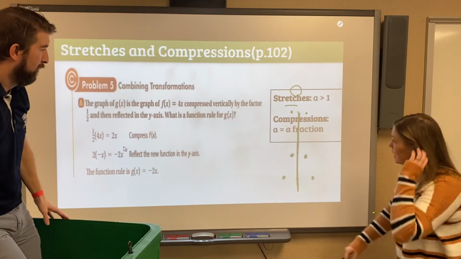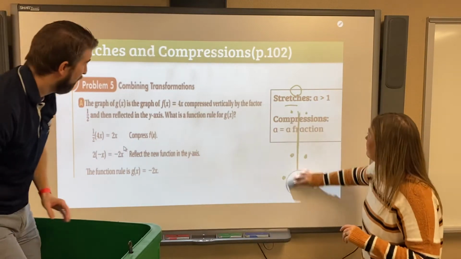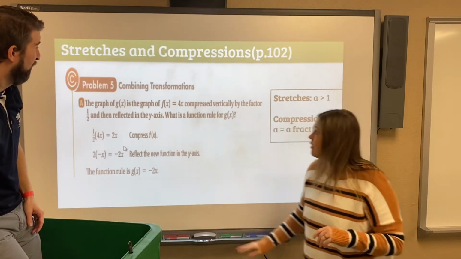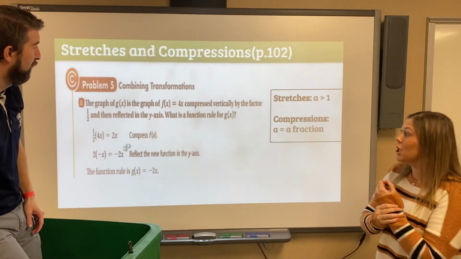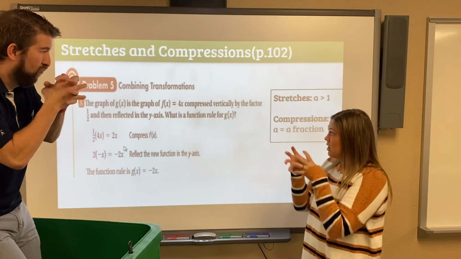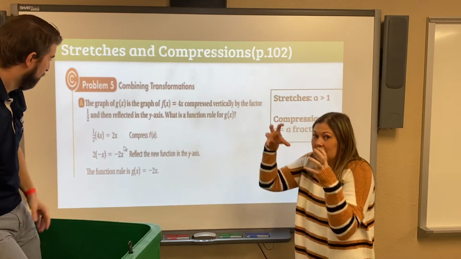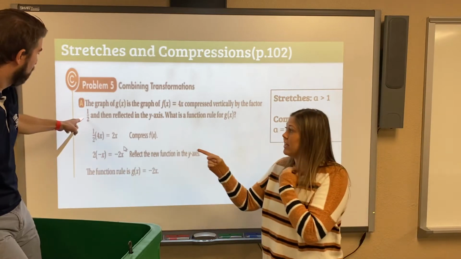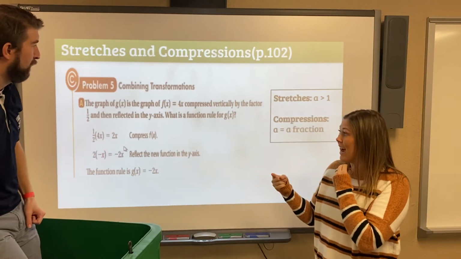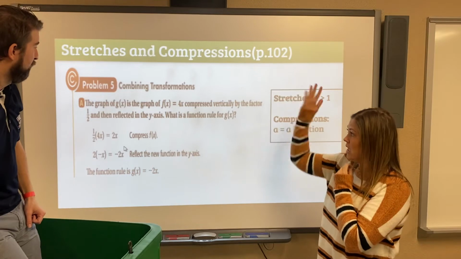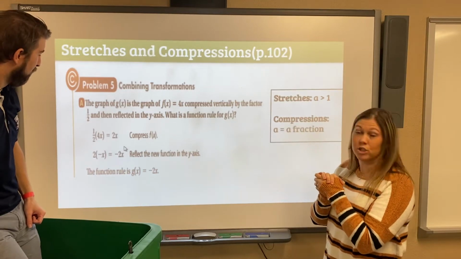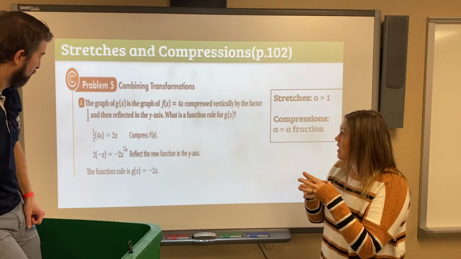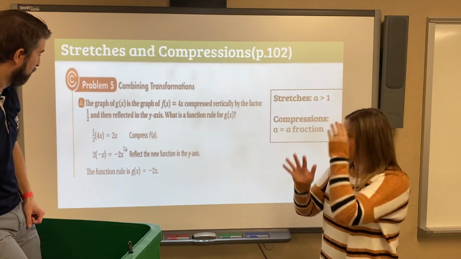Okay, so combining transformations. The graph of g of x is the graph of f of x equals 4x compressed vertically. Okay, so compression means tight, it gets smaller, by the factor of 1/2, and then it's reflected in the y-axis. Remember, y-axis. Okay, so what is the function rule for g of x? So we know it's compressed by 1/2, and then it is reflected by the y-axis, so it's a negative.